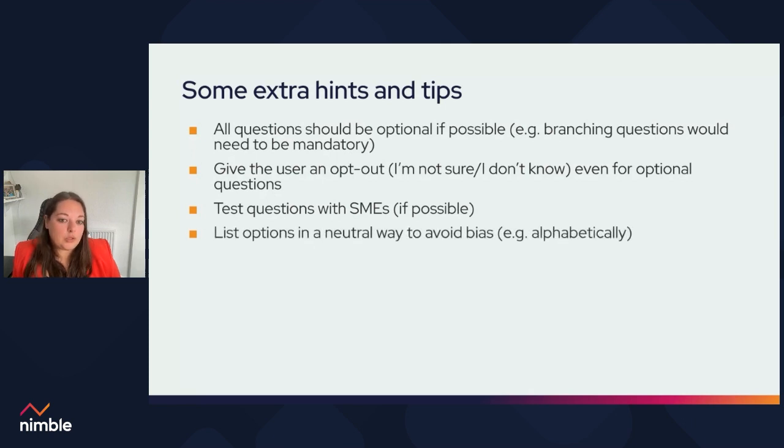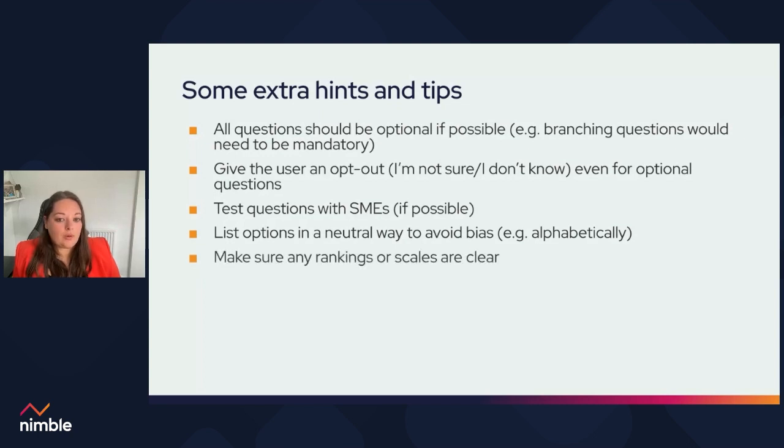Any listing options, try and add them in a neutral way. So this is to avoid any bias. If it's just a random list of things that you want them to rank, put them alphabetically. If it's something that's got a set order, like colours of the rainbow, you might want to set the question in the order of the colours of the rainbow, but just try and make it into a neutral way.